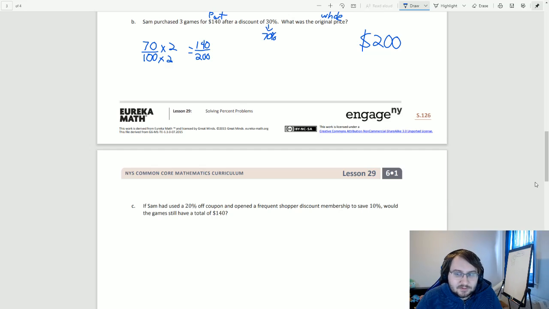But what if, off of that $200, Sam decided I'm going to use this 20% off coupon, and I'm going to open a frequent shopper discount membership and save another 10%. Would it still have a total of $140 off? I mean, if our claim is to be believed, yes. And since I believe the claim, I'm going to say yeah. It's going to still be $140. Because my 20% and my 10% together, that makes 30% off, doesn't it?